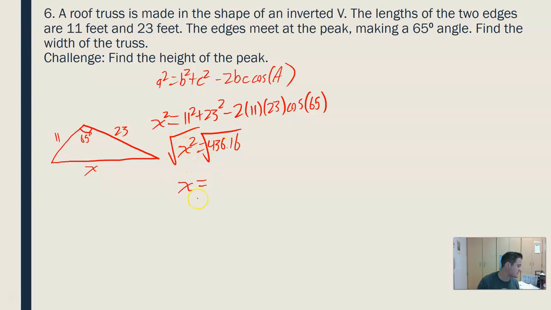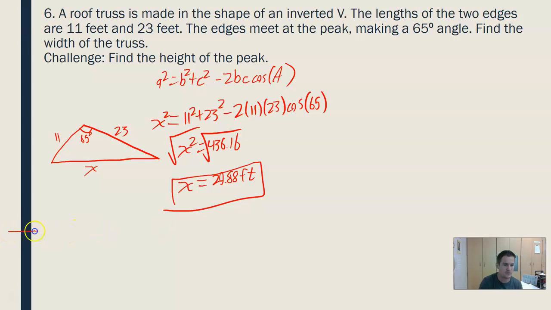So x equals the square root of 436.16, which is approximately 20.88 feet. About 21 feet is how wide that truss is going to be, how wide your house is going to be. 20.88 feet. Okay, cool. So that's the first part of this problem.